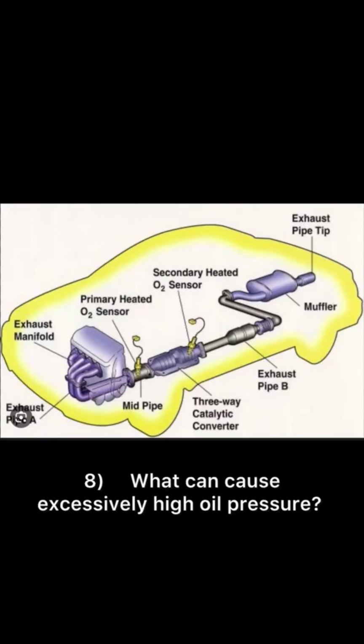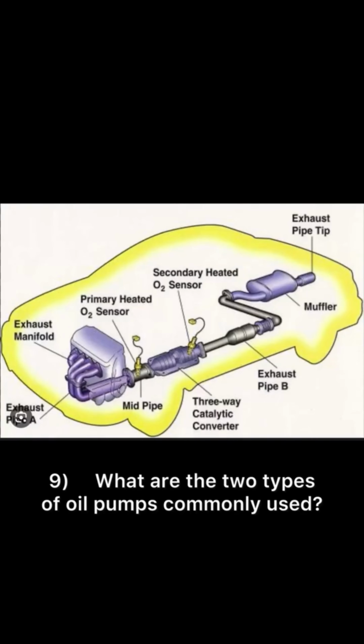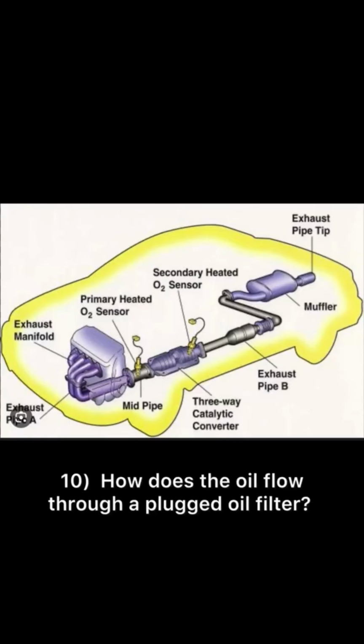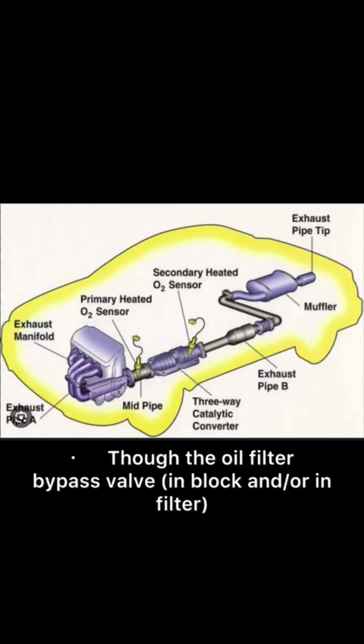8. What can cause excessively high oil pressure? Wrong viscosity of oil, too thick. Oil pressure relief valve closed. 9. What are the two types of oil pumps commonly used? Rotor, gear. 10. How does the oil flow through a plugged oil filter? Through the oil filter bypass valve in block and/or in filter.